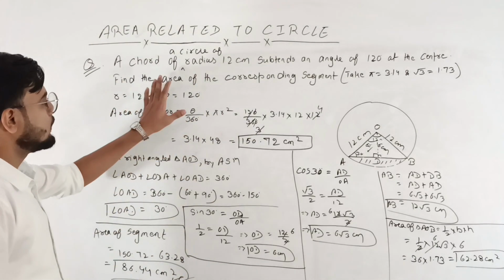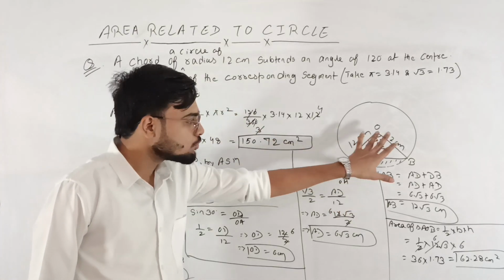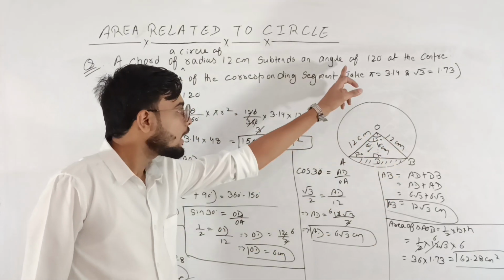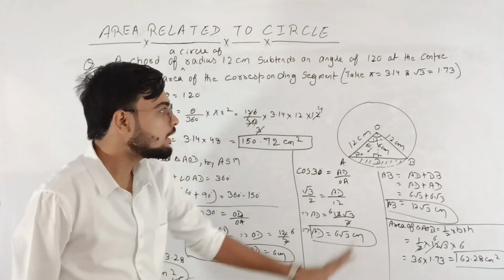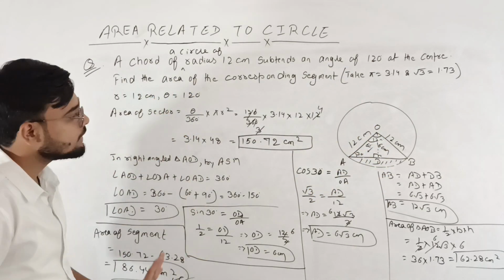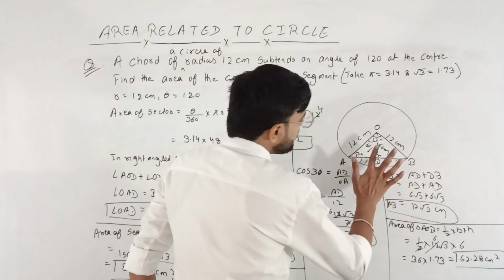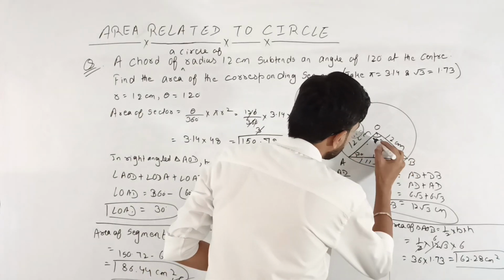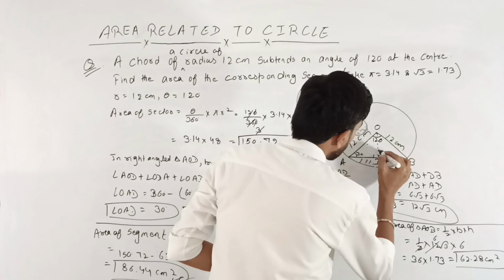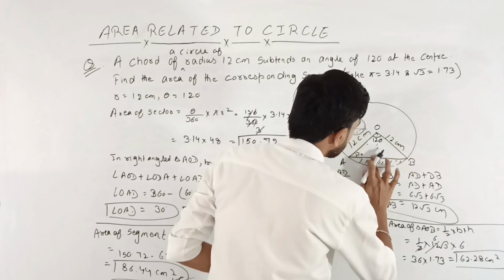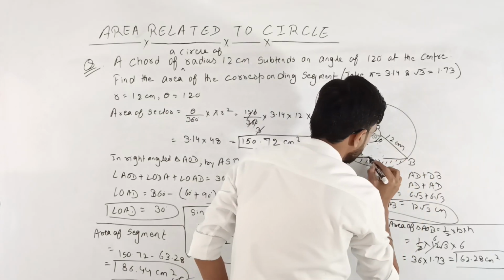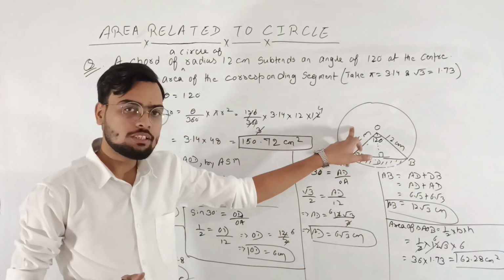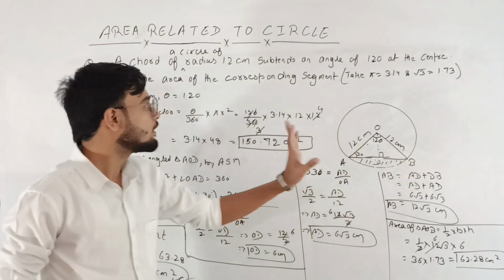Let's see one more time. Question said that there is a circle in which radius is 12 centimeter and a chord AB which subtends an angle of 120 degree at center. Then we have to find the area of corresponding segment. Okay. So first I make this figure, clear figure. This is 120 degree. Now this is radius OA 12 centimeter.